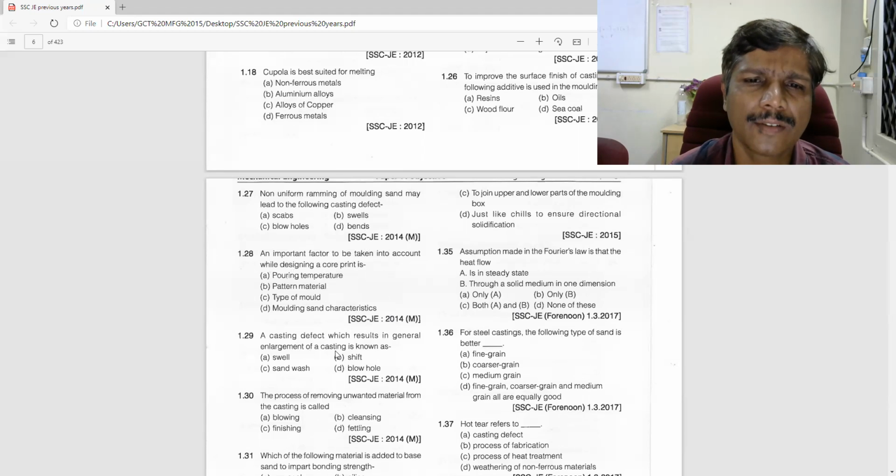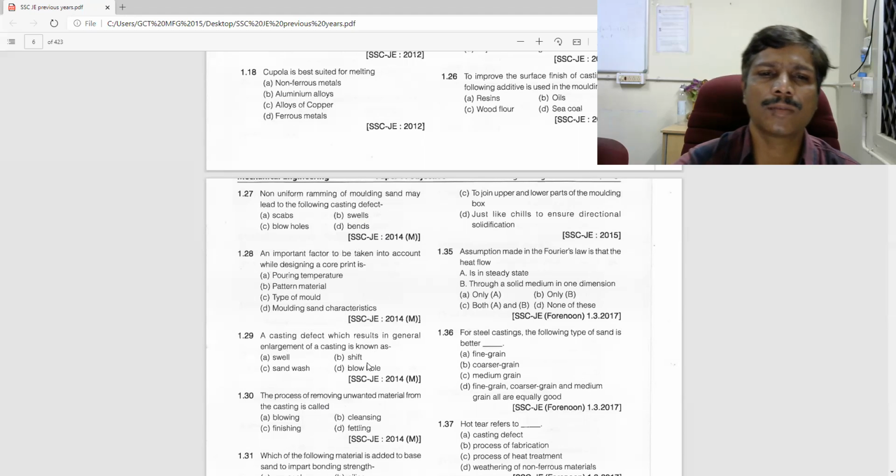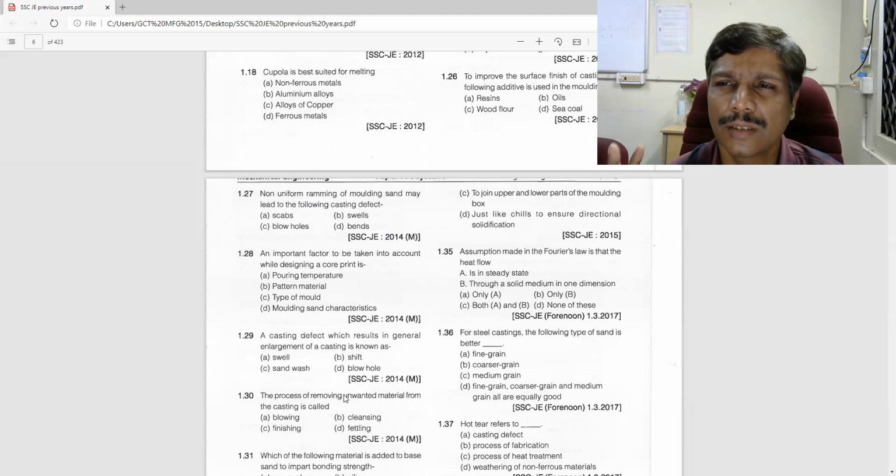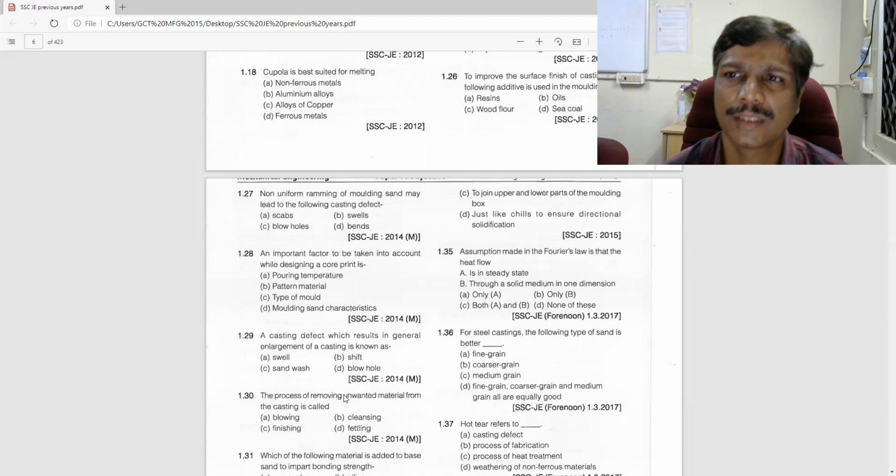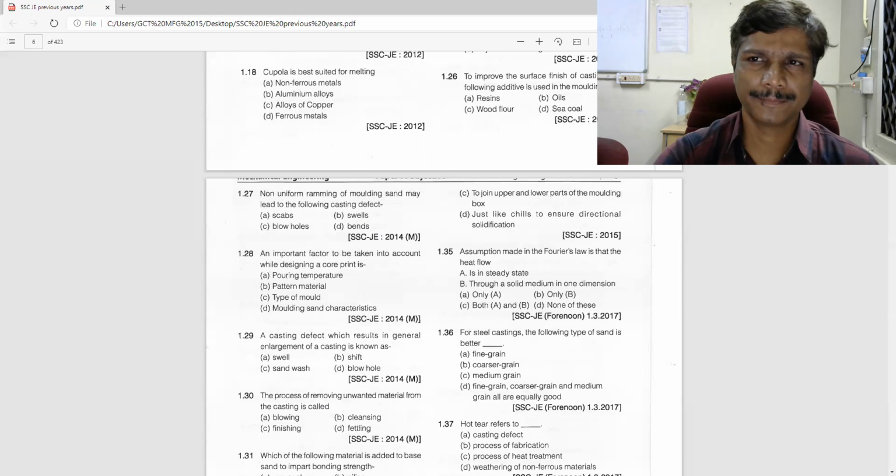A casting defect which results in general enlargement of the casting. Already in the previous question, non-uniform ramming causes swells. Here we are getting the definition of swell: a casting defect which results in the general enlargement of the casting is a swell. Swelling means size will grow. Enlargement, so we can remember easily.